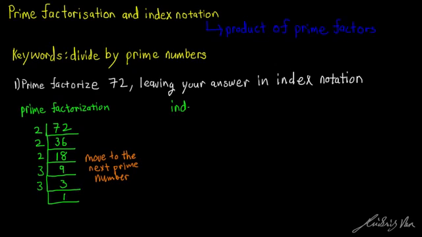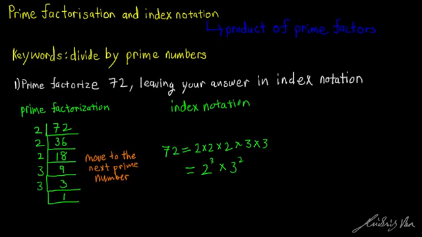So for index notation, it is actually very simple. From our prime factorization, we can tell that 72 is equal to 2 times 2 times 2 times 3 times 3. And this will be equal to 2 to the power of 3 times 3 to the power of 2. So it is just simplifying the long product of the prime factors.